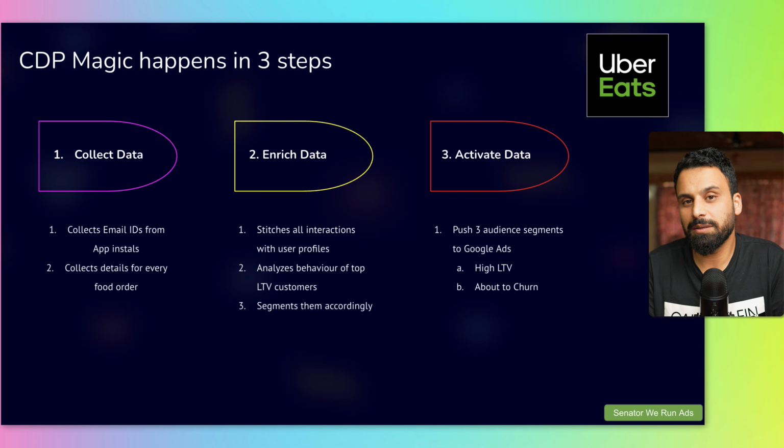Now, how CDPs work is in 3 steps. Let's take an example of a food delivery app like Uber Eats. Whenever somebody installs their app and registers, it collects the email IDs from the app installs. Then when the user places orders, it collects all those order details from the app. When it comes to enriching data, it creates profiles for identifiers like phone numbers and email IDs, and whatever that user does, it stitches that data together.